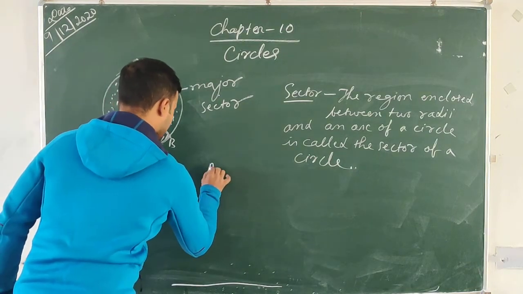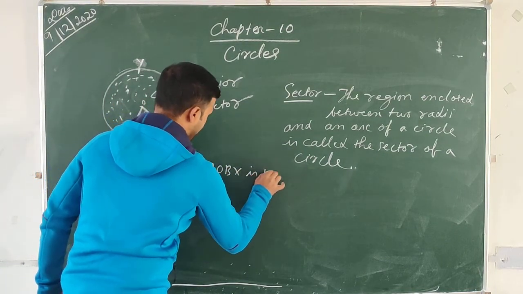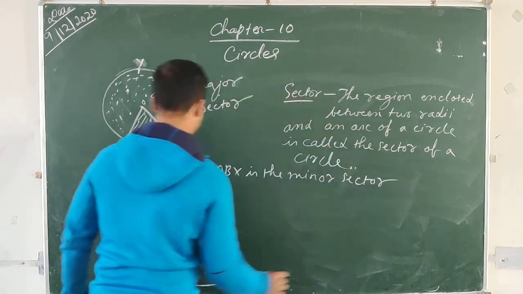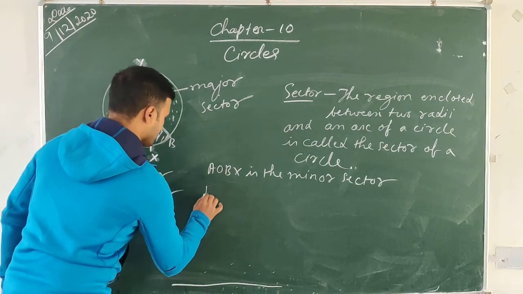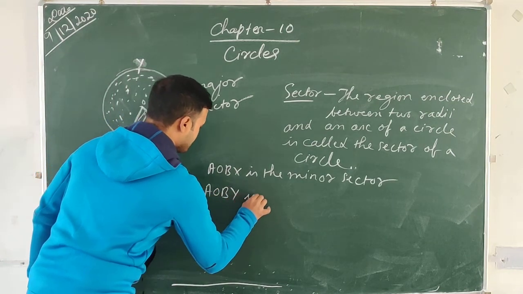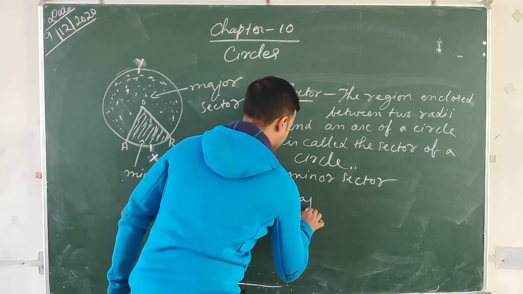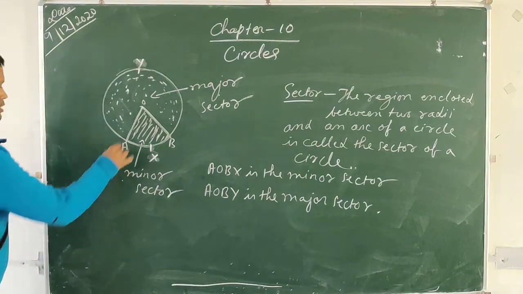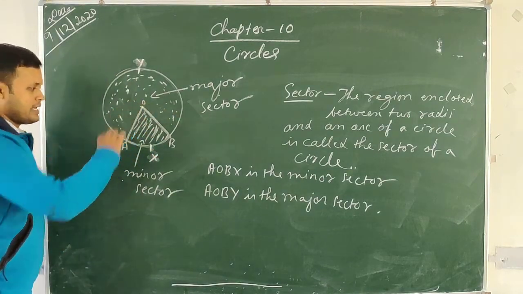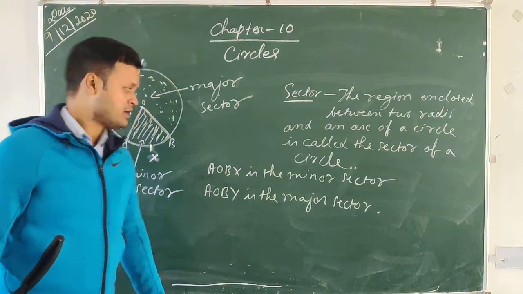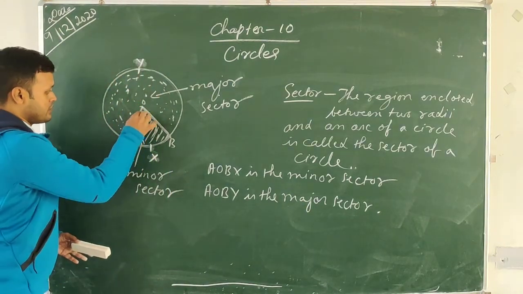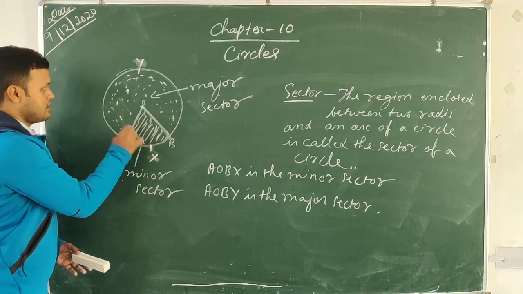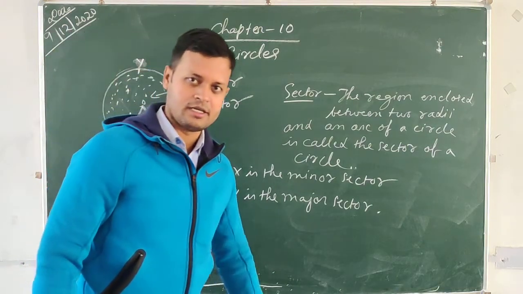So AOBX is the minor sector, and students, AOBY is the major sector. So what is a sector? The region between two radii and an arc is called the sector. This is the smaller part, so this is called the minor sector, and the bigger part is called the major sector. Is it okay?